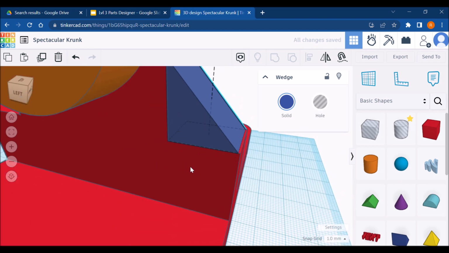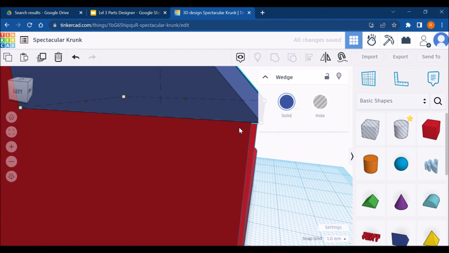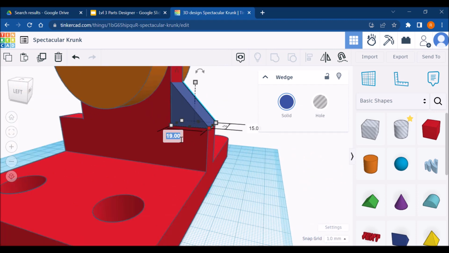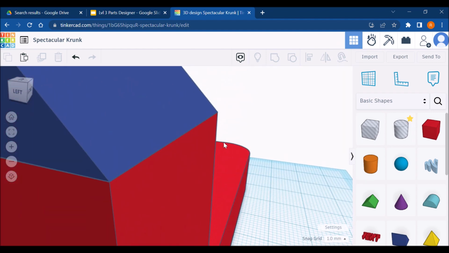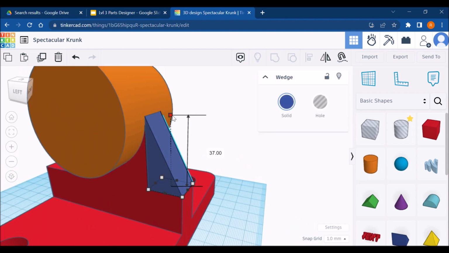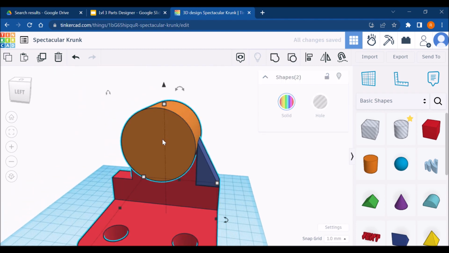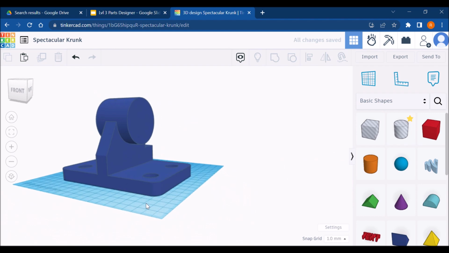Is it going to be 19 even? No, 19 is wrong. Try 18.5. We can only do this if it lines up perfectly. And it does, because we are geniuses. How tall should this guy be? 36, yeah, that's the measurement that we had. Let's group this and see if it looks good, if there are any weird seams. Oh, look at that, it's beautiful.